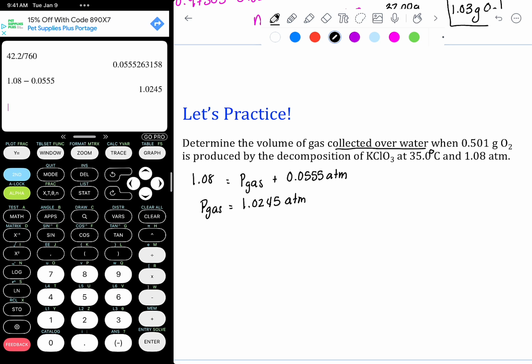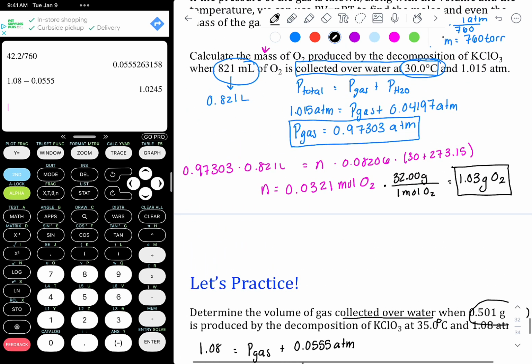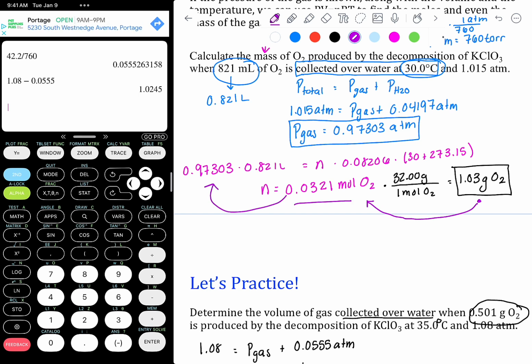Okay, so now we have the pressure of the gas. This time we're going to work a little bit backwards. We're given the mass of the oxygen. We now want to work backwards to find the volume of the oxygen. So we're doing the reverse of what we just did. So let's look at what we just did. We had the mass. We're going to use the molar mass to convert to moles. We'll use that and plug it into PV equals nRT and solve for volume.